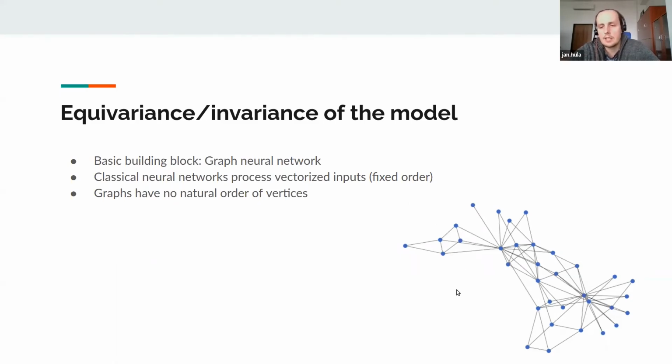Because you need to represent the graph with some kind of order in the computer, for example, by an adjacency matrix. If you permute the rows or columns of this adjacency matrix, it will still be the same graph, but there is this ad hoc order. So the network needs to be automatically invariant with respect to this order.